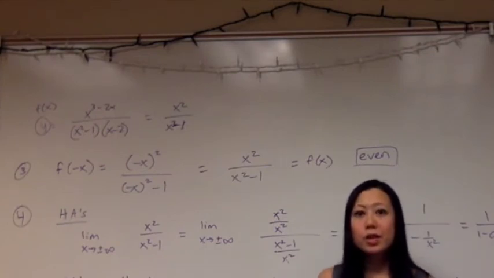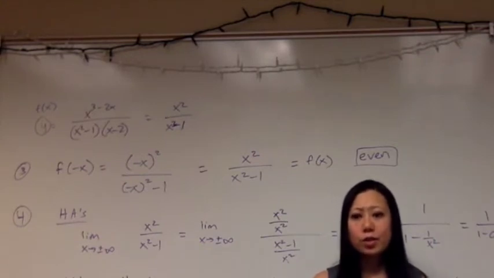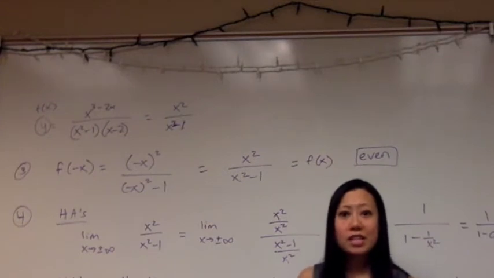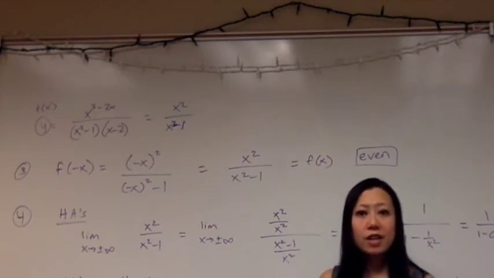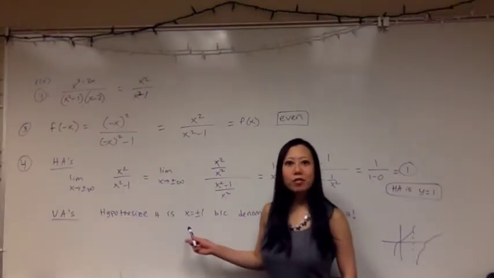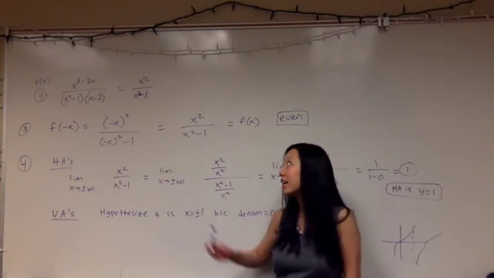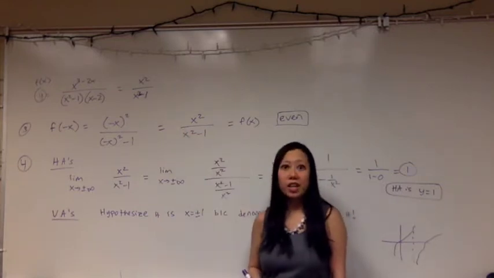Okay, so I should see somewhere in your solution that if you come up with a vertical asymptote, you have to prove that it is a vertical asymptote by finding the limit as x approaches that x value from either the left or the right, and that the limit is infinity or negative infinity. So we hypothesize that the vertical asymptote is x equals plus or minus 1 because that's where the function is undefined. That's where the denominator is 0.